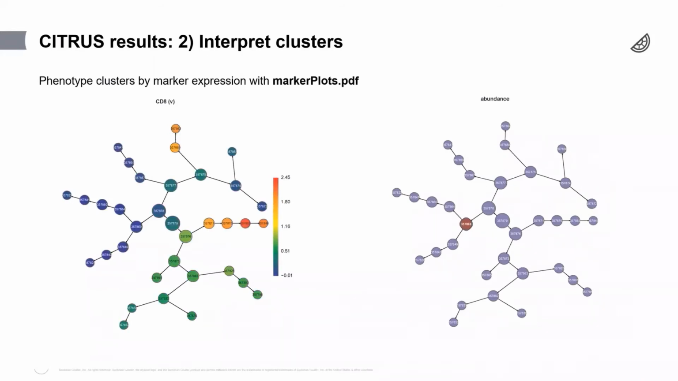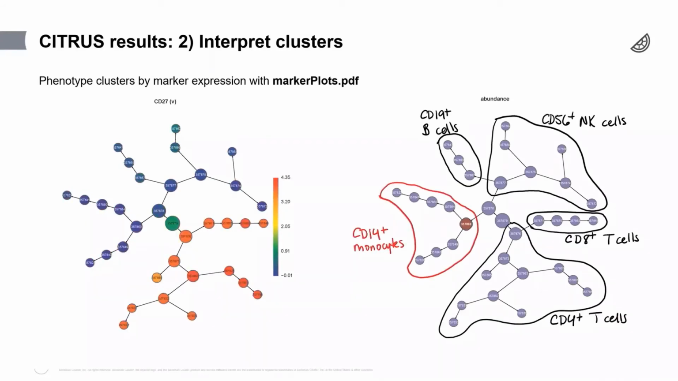Next, we can use plots of marker expression to phenotype the significant clusters. By scrolling through the plots, I can survey the landscape, and I identified the major populations associated with each branch of the tree. I see that the significant cluster is the parent-most cluster of a branch of CD14 positive cells.